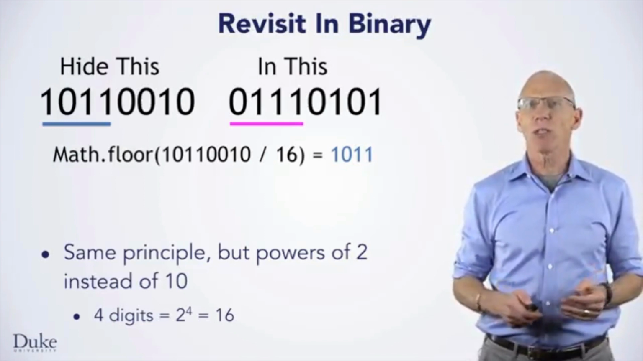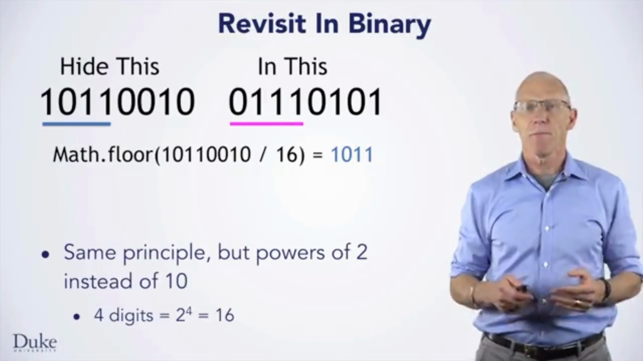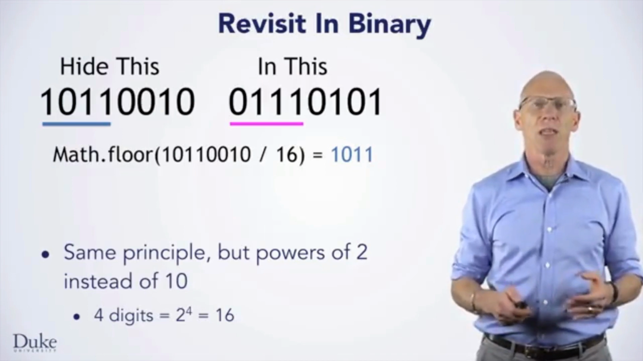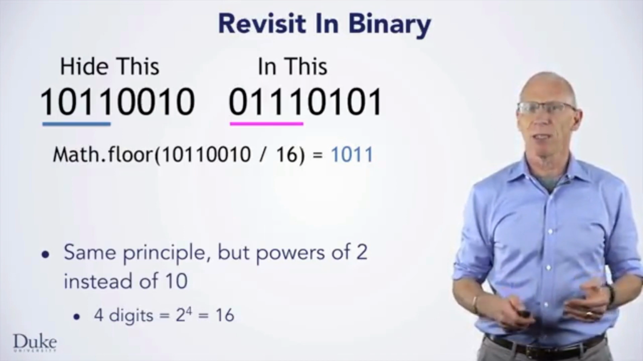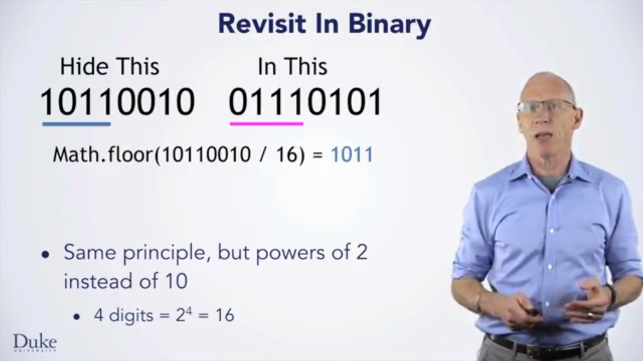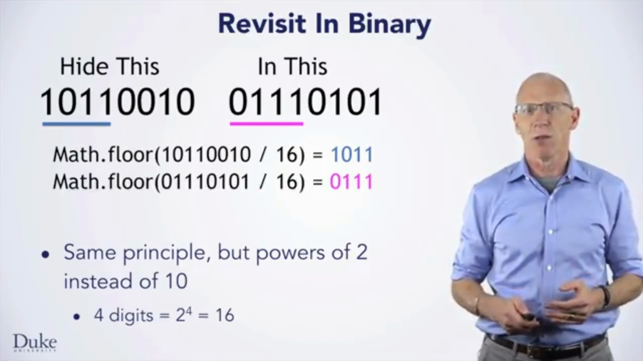Note that there's nothing really special about binary math. Binary numbers are still just numbers. In fact, this really is 178 divided by 16, which is equal to 11. We just wrote the numbers down in binary rather than decimal.